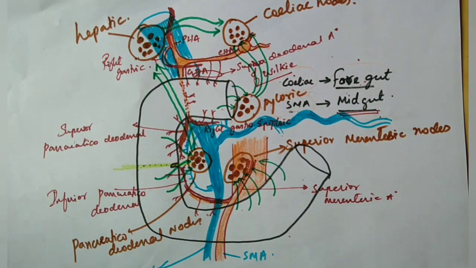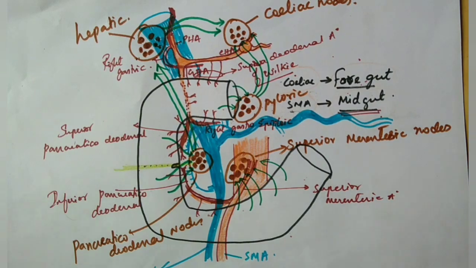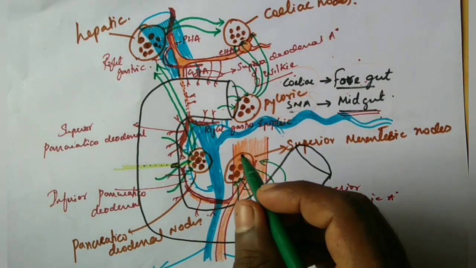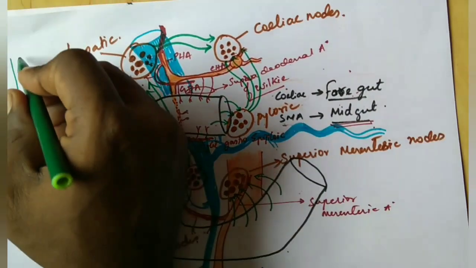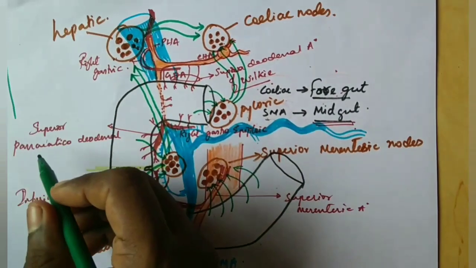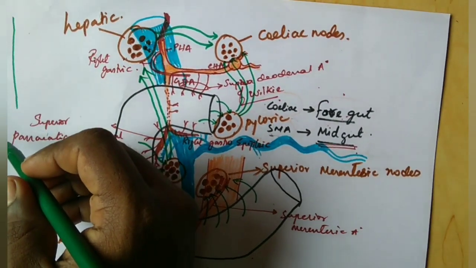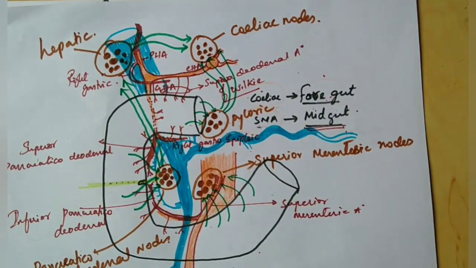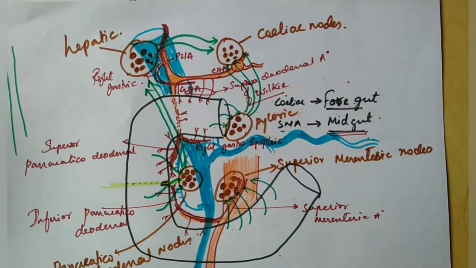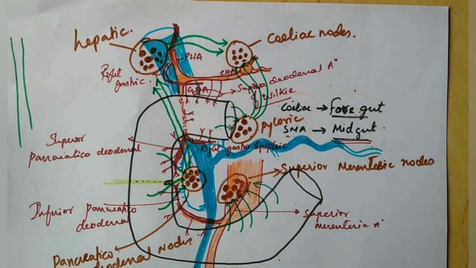Finally, all these lymph will be drained via the intestinal lymphatic trunk to reach the cisterna chyli. This is about the lymphatic drainage of duodenum.